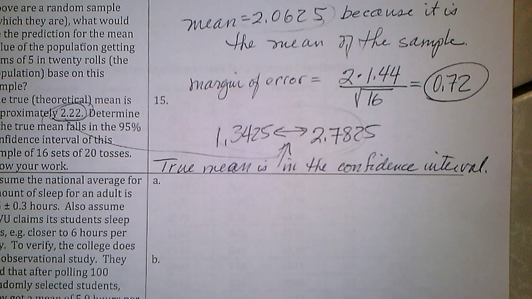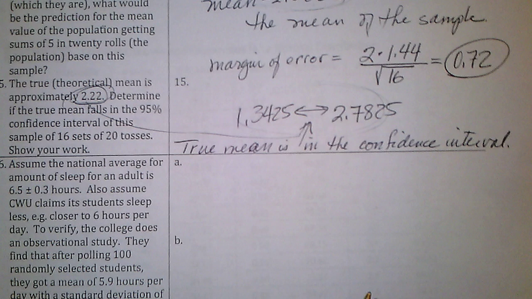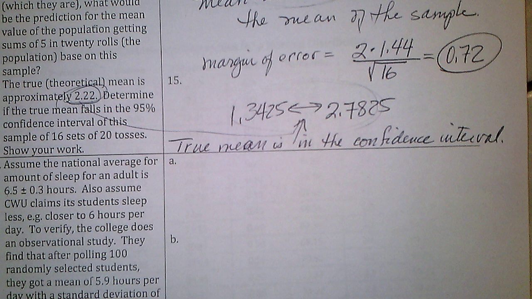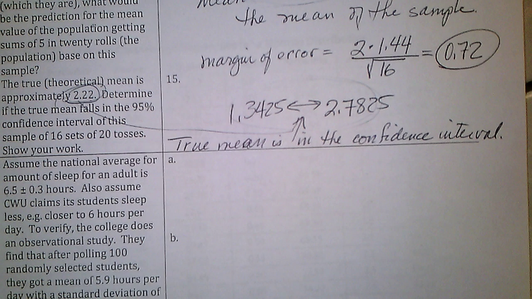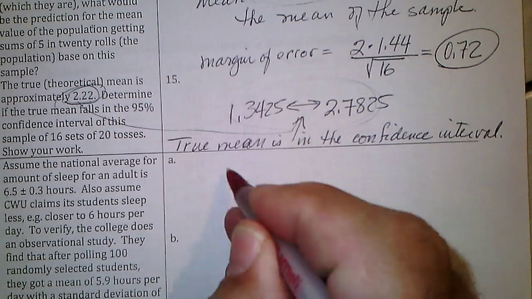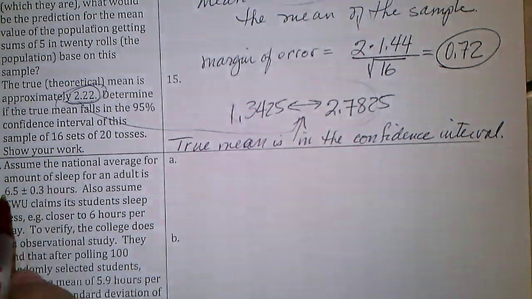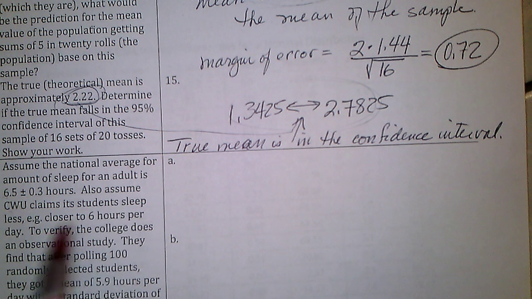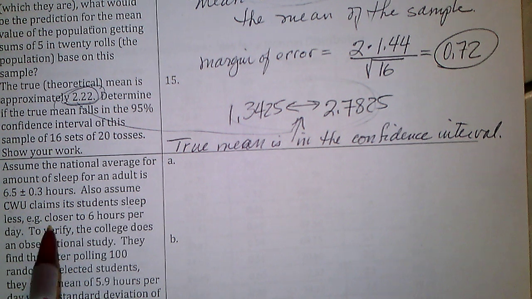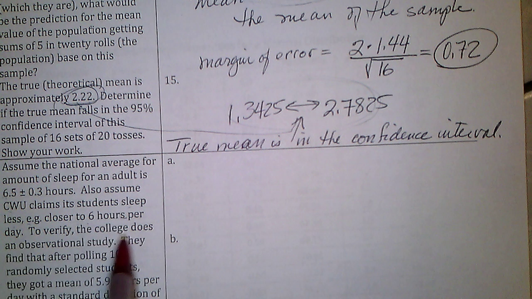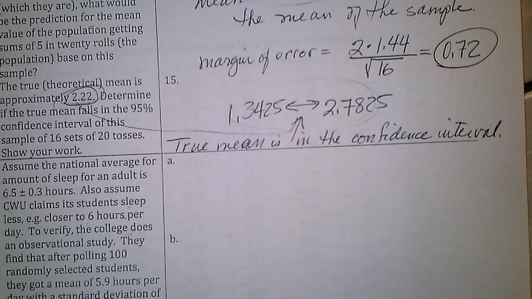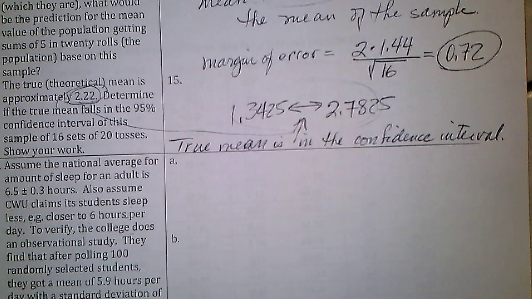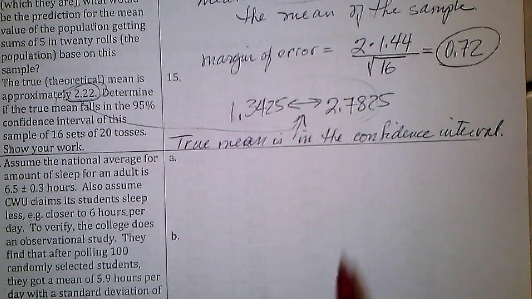Okay, now we got something. We're finally done with this dice rolling. We're going to go to this problem. It says the national average for the amount of sleep for an adult is 6.5 hours, plus or minus a little bit. So we're going to go with the average is 6.5. And CWU claims that their students sleep less, closer to 6 hours. To verify this, they do a poll, or a study, and they ask 100 students how long they sleep.